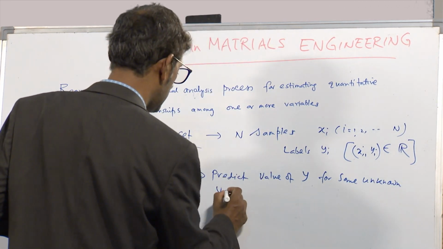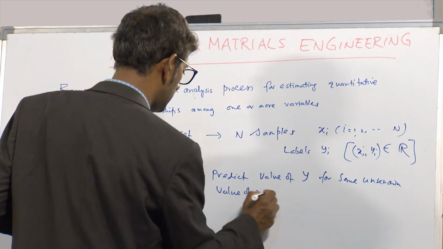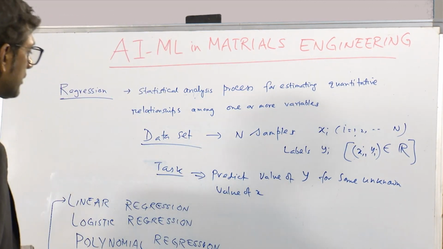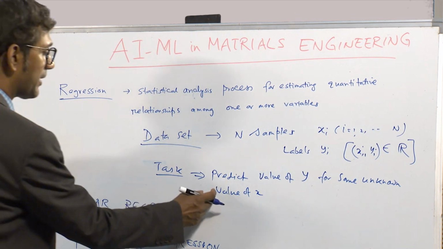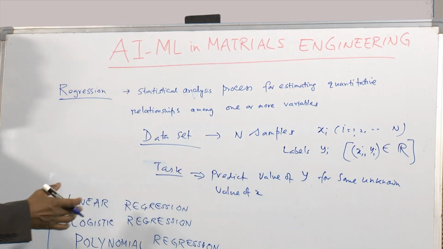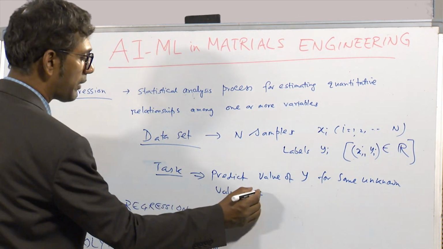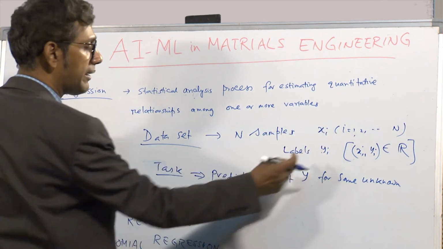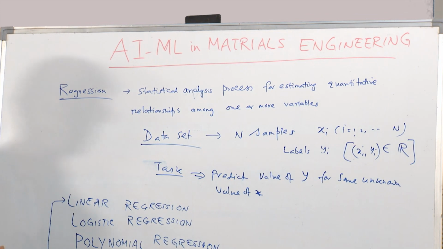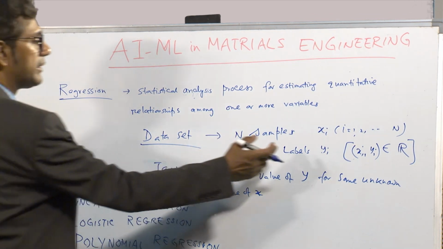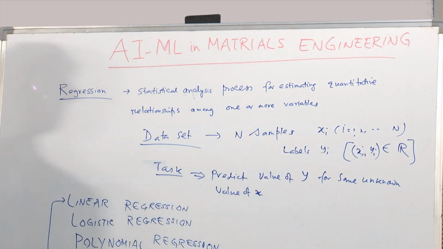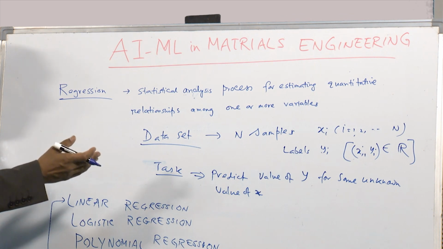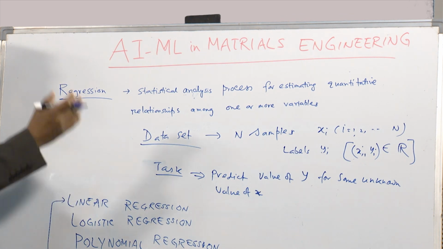Unknown values of y, correct. That is your task. Your computer must predict the value of y, any y actually, for some unknown values of x. So if we find the correlation between them, then it can be easily done, right? I know the relationship between yi and xi, that is a statistical process, a quantitative relationship. Then I can find the value of any y for any value of x.